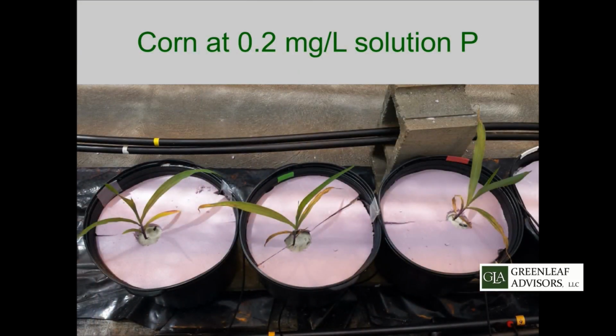Here's what our corn looked like. This is corn at 0.2 milligrams per liter. The textbooks say 0.02 is all I need to get optimum yield for corn. There's 0.2, and it looks terrible. It was showing deficiencies of magnesium and potassium. They looked terrible. In fact, I don't think they made it much past 6-7 weeks.